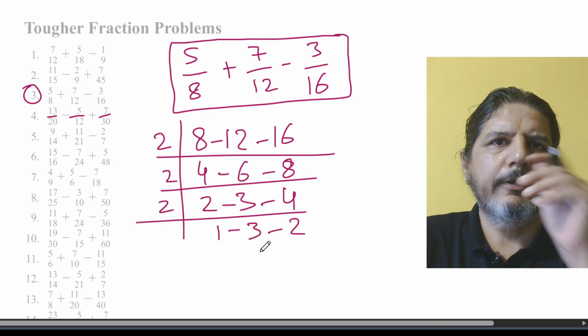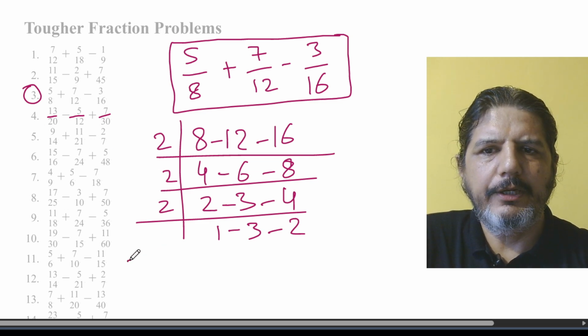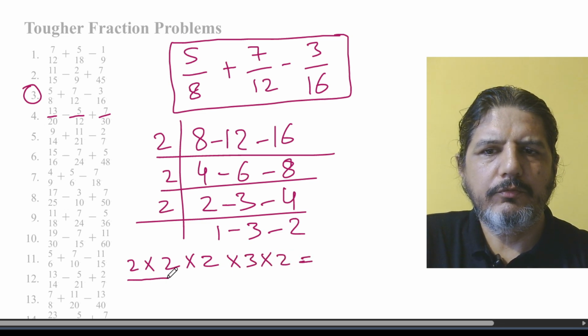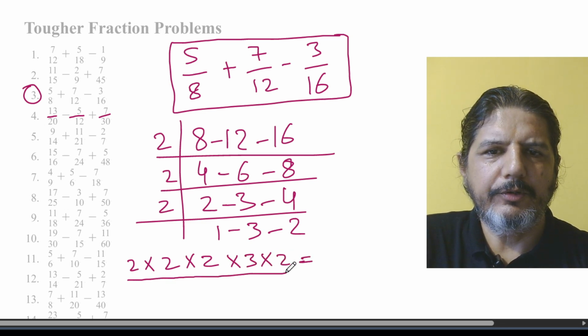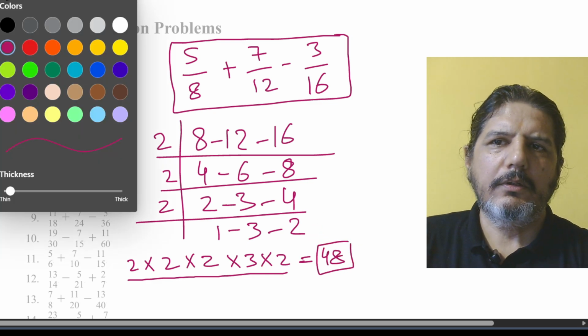And finally 3 and 2, they don't have any common divisor. So my LCM would be 2 into 2 into 2 into 3 into 2. So 2 to the 4, 4 to the 8, 8 to the 24, 24 to the 48. So my LCM would be 48. So what is the next challenge?